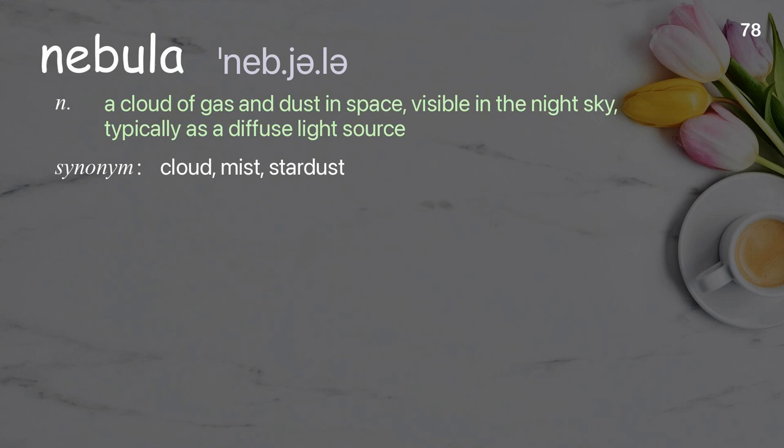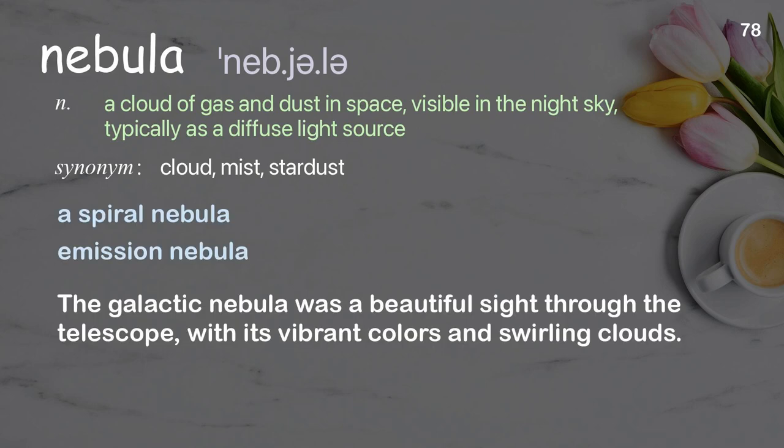Nebula. A cloud of gas and dust in space, visible in the night sky, typically as a diffuse light source. Examples: a spiral nebula, emission nebula. The galactic nebula was a beautiful sight through the telescope, with its vibrant colors and swirling clouds.